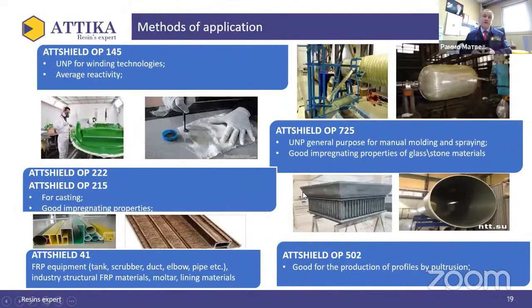These pictures just give you the idea of where we could apply our resins for different kinds of applications: for winding with average reactivities, for filament winding, for hand layup, for the pultrusion process, epoxy vinyl esters. We could achieve high chemical resistance composite materials, and based on the 725, we could also produce different kinds of composite products.